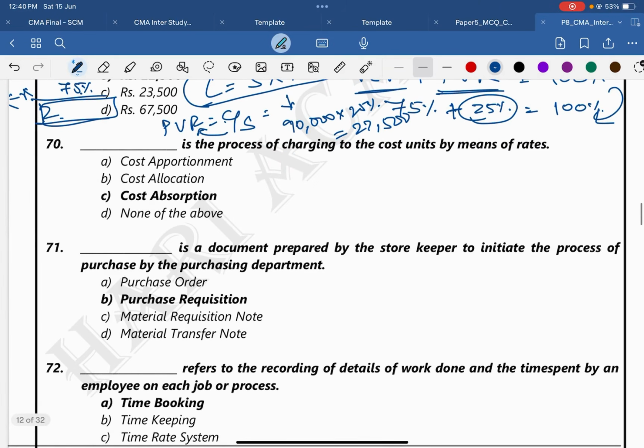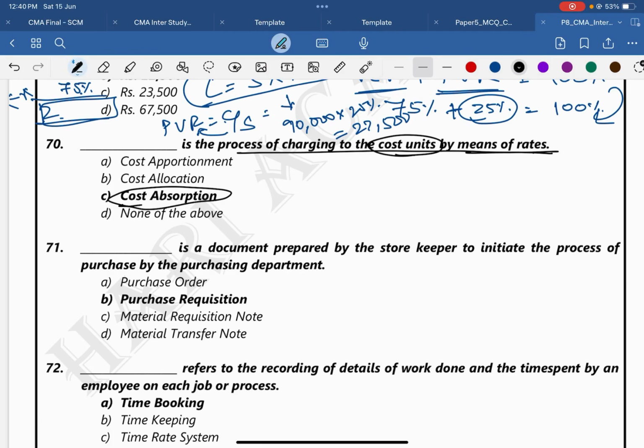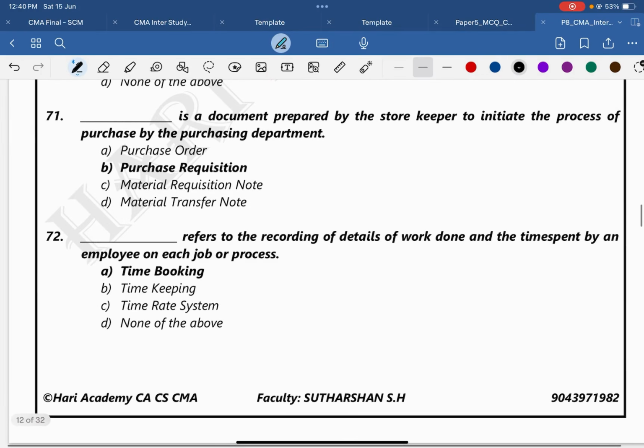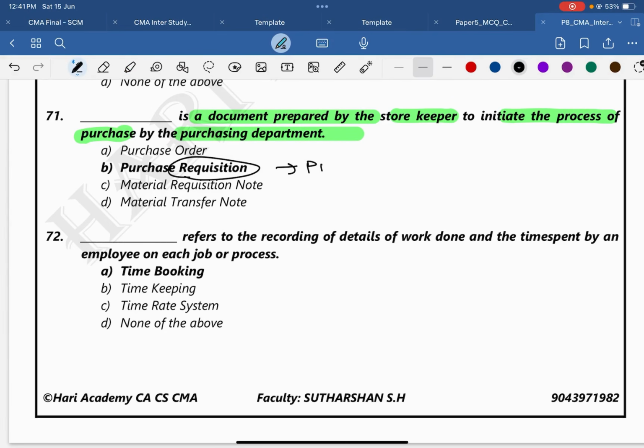Then 71. The process of charging cost units by means of rates is known as absorption. If it is a process of charging cost units, it is cost absorption. Dash is a document prepared by a storekeeper to initiate the process of purchase by the purchasing department. He will ask by preparing a PRN, that is purchase requisition note.